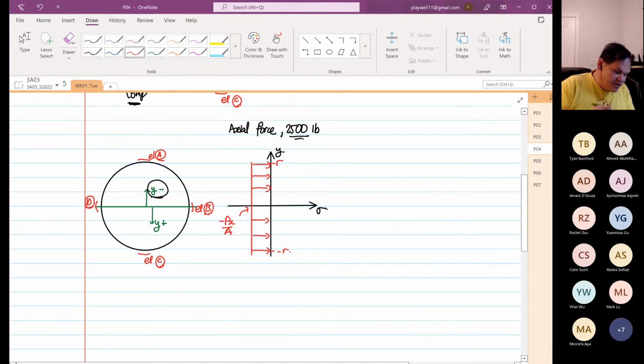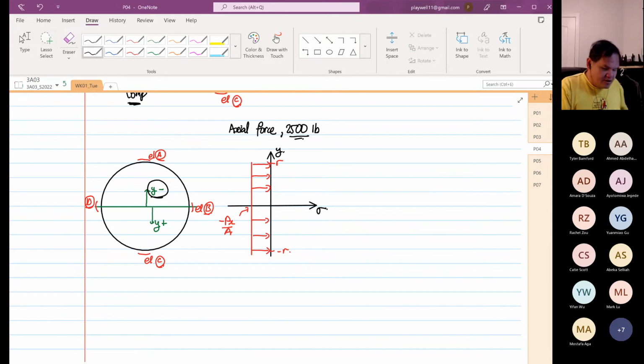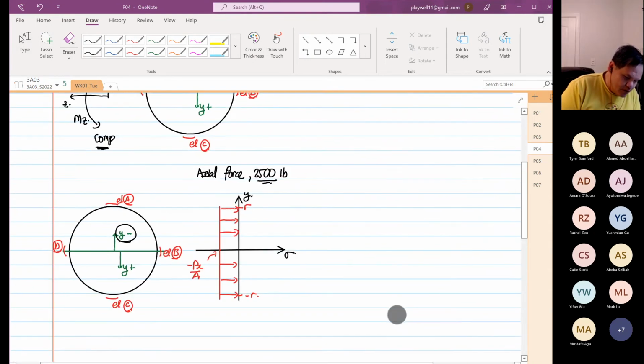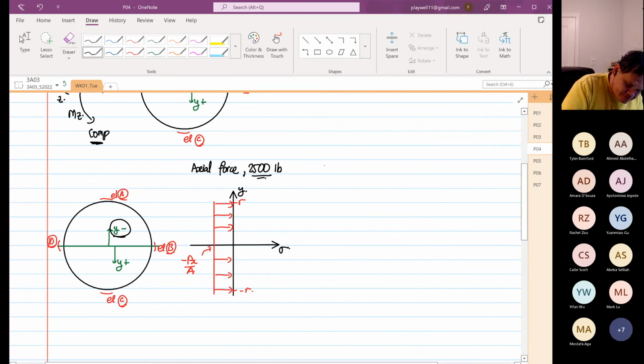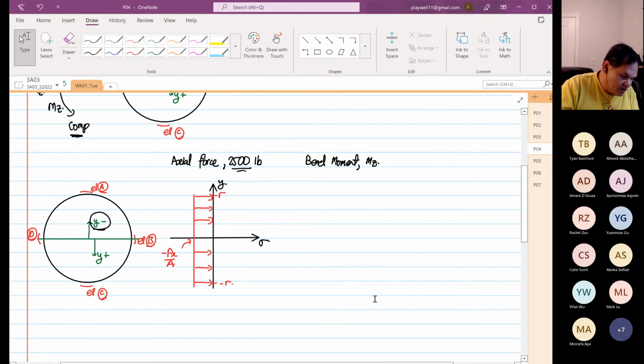Then the next stress distribution. So this is the average, right? Px over A is the average, so we assume that it's going to be an average. Now the next one we are going to plot is due to the bending moment, and the bending moment is Mz. Then again we have our normal stress, and then we have our y.